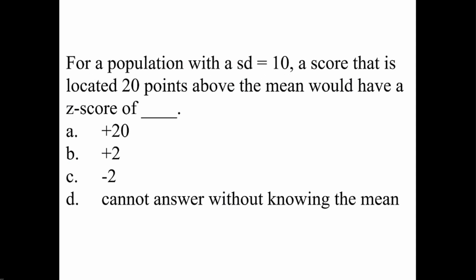All right. So a population with a standard deviation of 10, a score located 20 points above the mean, would have a Z-score of 2. So it's 2 standard deviations above the mean. We don't even need to know what the mean is because we're putting it on the Z-score scale. And so on the Z-score, we know the mean is 0. So we know it's 2 standard deviations above that mean.